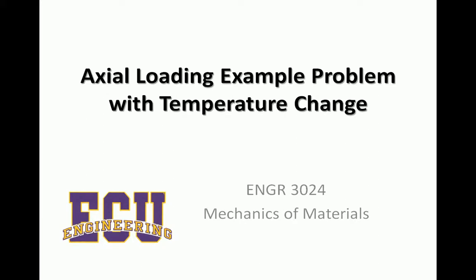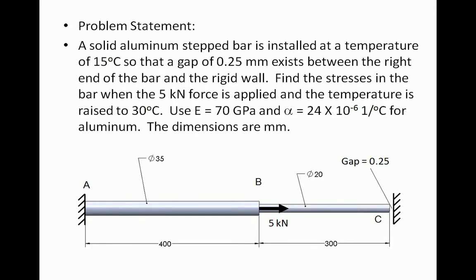In this axial loading problem, we're going to have temperature change involved with the problem. So here's what it looks like. We've got a stepped bar. Everything's in millimeters in this case. And at the step, we've got a 5 kilonewton applied load. But we also are seeing a temperature change.